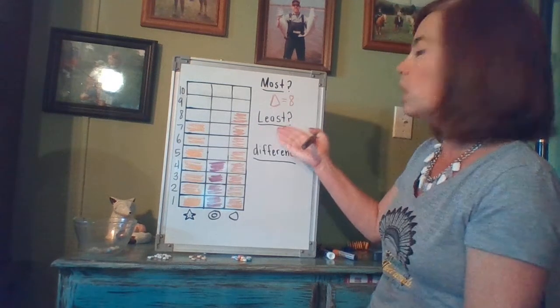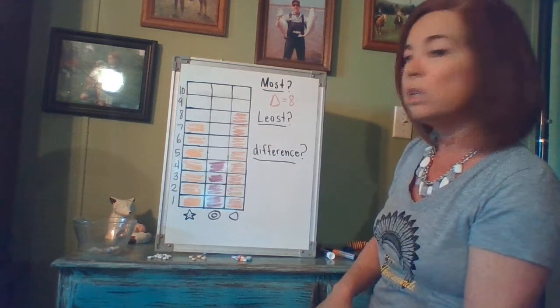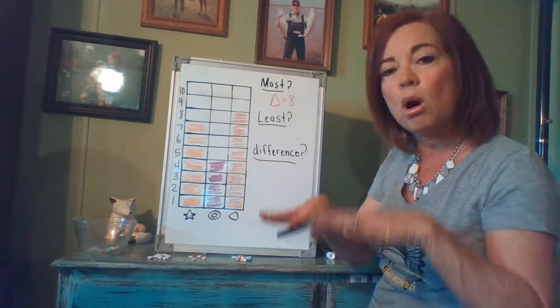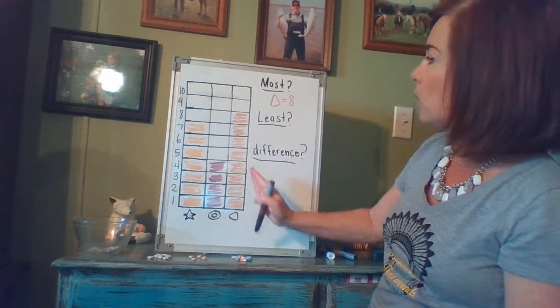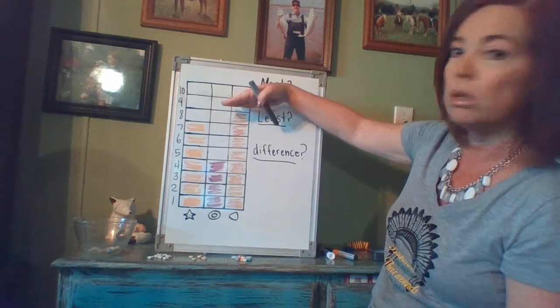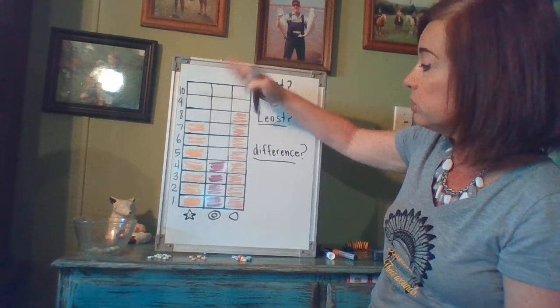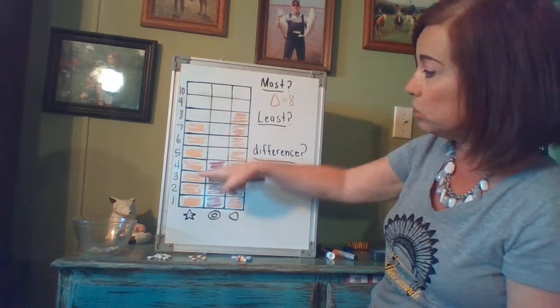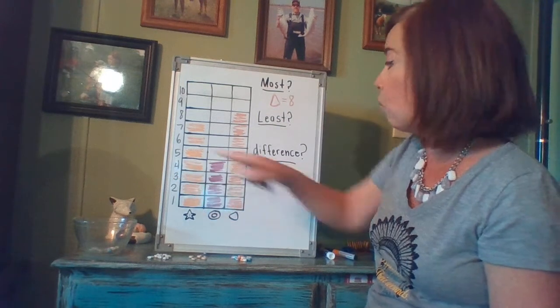And then which one has the least? So the least is going to be the one that has the smallest number. So the most is the one that has the biggest number, which was 8, and the least is the one that has the smallest number, which is 4.